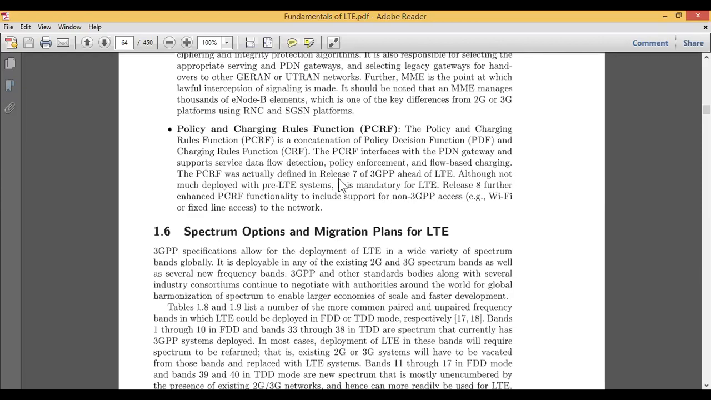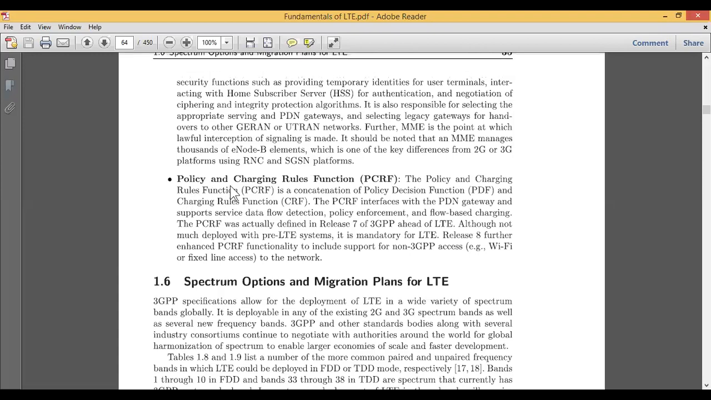Then the last here is the policy and charging rule function. What is this function? It is a concatenation of the policy decision function and the charging rule function. Both are clubbed together and made into one ruling function, called the PCRF function. This PCRF is responsible for the interface with the PDN gateway and supports service data flow detection, policy enforcement and flow based charging.